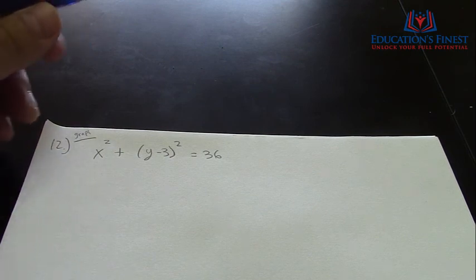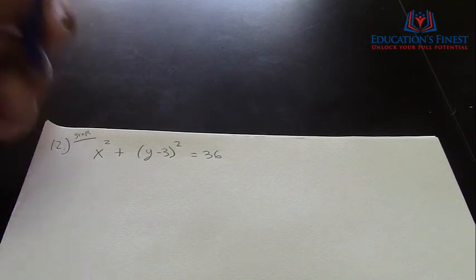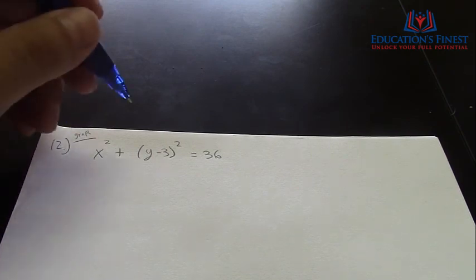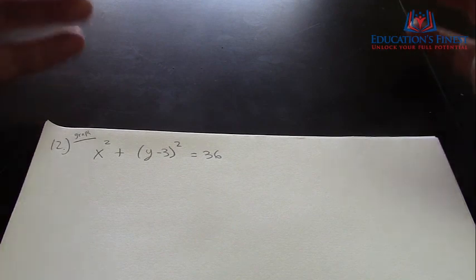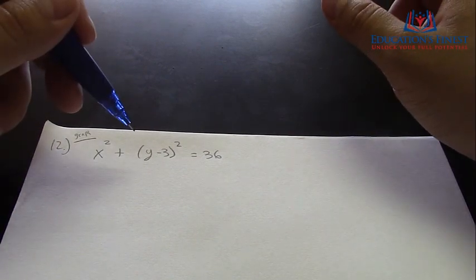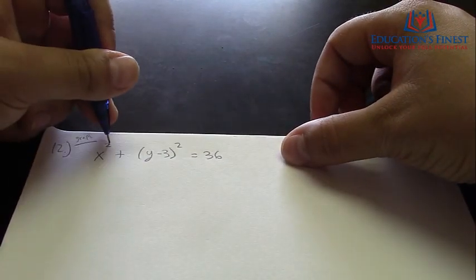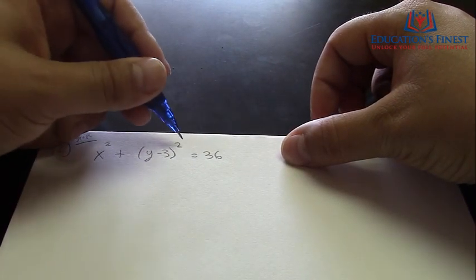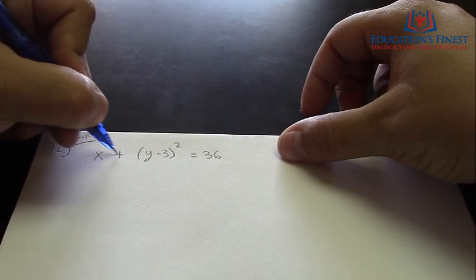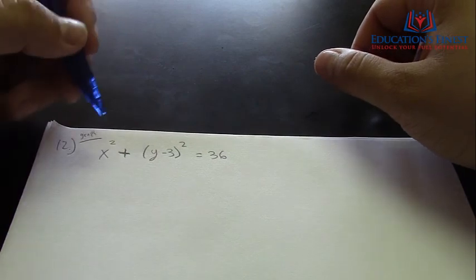Number 12. Okay, so now we're getting into some graphing. Fun, right? Yay! It's not that bad, I promise, especially these guys. The first thing you've got to do is identify what type of graph this is. This is a circle, okay? The reason this is a circle is because both of these guys are squared. You've got an x squared and a y squared, and it's addition here. That equates to a circle.